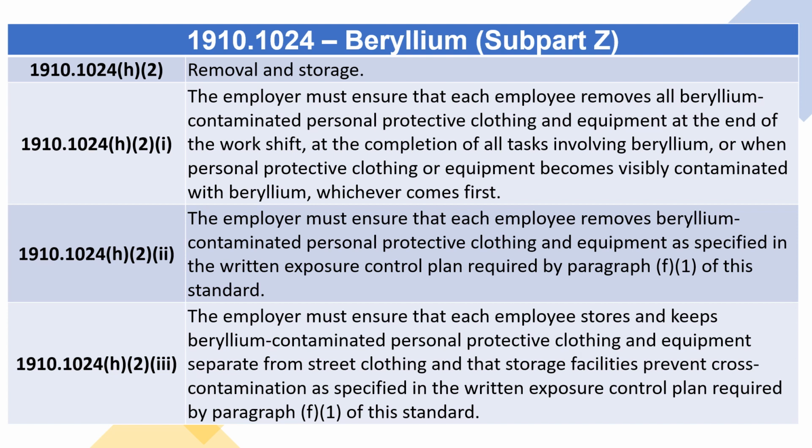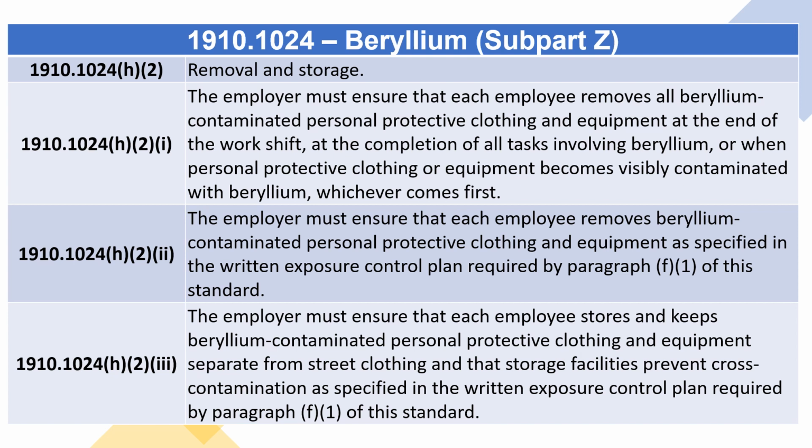1910.1024 H2I through 1910.1024 H2V. The employer must ensure that each employee removes all beryllium-contaminated personal protective clothing and equipment at the end of the work shift, at the completion of all tasks involving beryllium, or when personal protective clothing or equipment becomes visibly contaminated with beryllium, whichever comes first. The employer must ensure that each employee removes beryllium-contaminated personal protective clothing and equipment as specified in the written exposure control plan required by paragraph F1 of this standard.